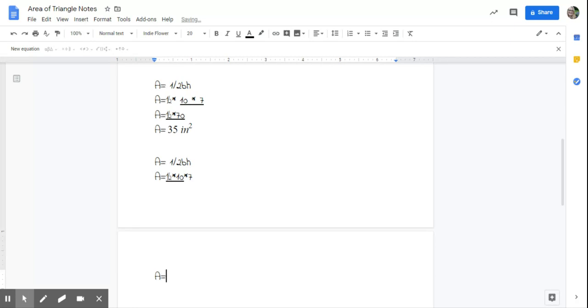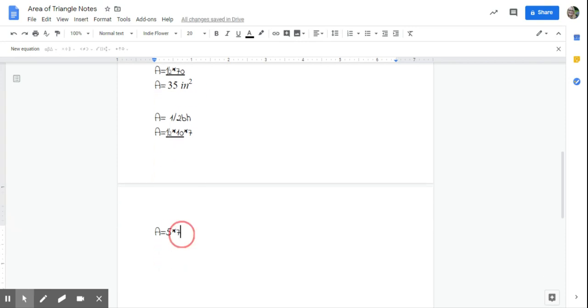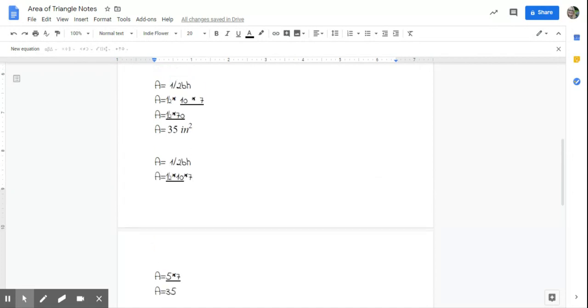That means we would have half of 10 is 5. 5 times 7. Then we would think, 5 times 7, well, let's see. That equals 35 still. So we would still end up with 35 inches squared. It doesn't matter. You can do it either way.